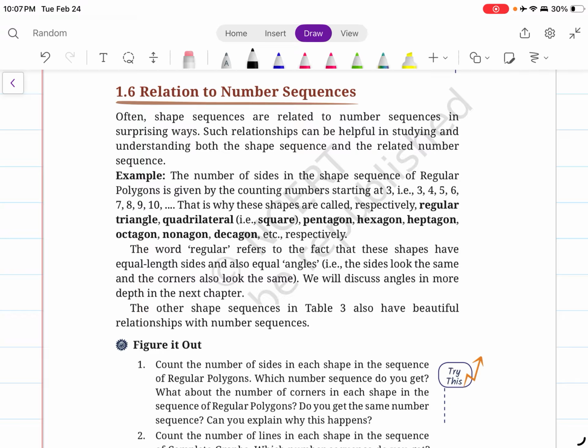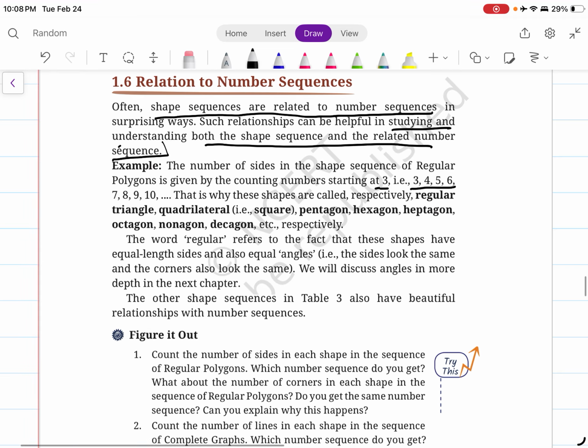Often shape sequences are related to number sequences. Shape sequences, friends, are related to number sequences in surprising ways. Such relationships can be helpful in studying and understanding both shape sequences and related number sequences. For example, the number of sides in the shape sequence of regular polygons is given by the counting numbers 3, 3, 4, 5, 6, 7, 8, 9. That is why these shapes are called regular: triangle, quadrilateral, pentagon, hexagon, heptagon, octagon, nonagon, decagon, respectively.